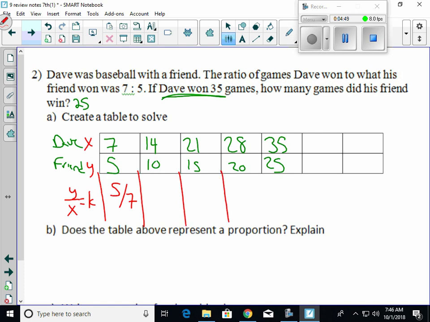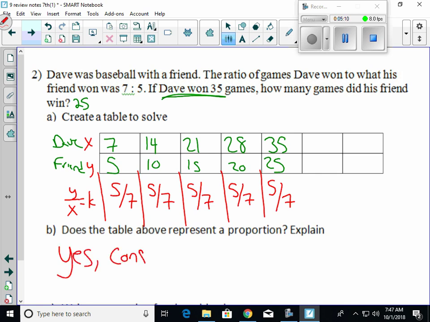Okay, so I'm going to check all of these. I'm going to write them each as a fraction. So I got to do 10 divided by 14, second PRB. And it looks like these are working out. So I'm getting a constant of 5/7. So yes, it's a proportion. The constant is 5/7.